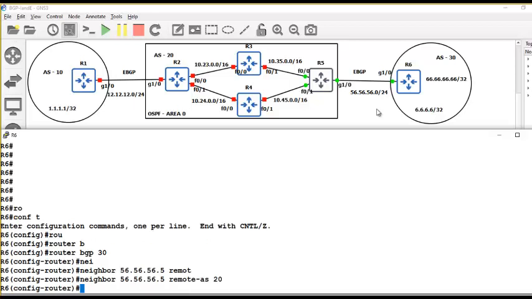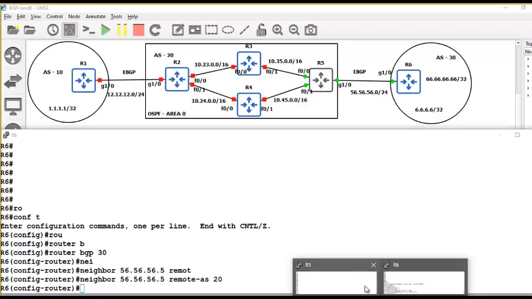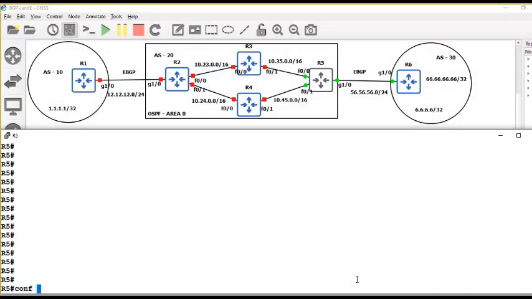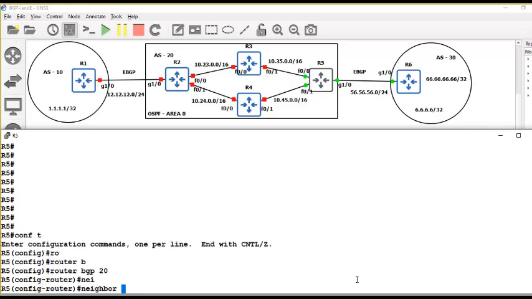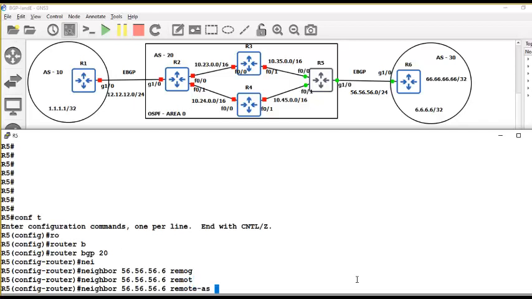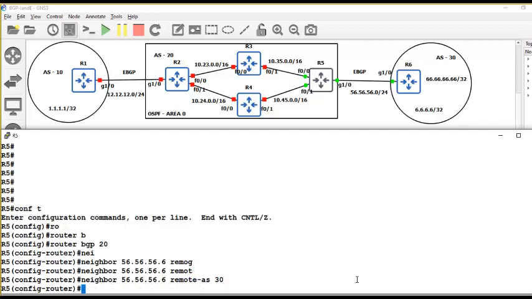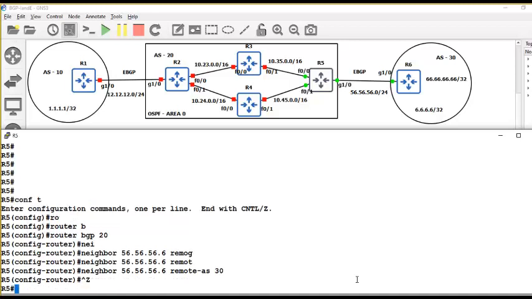Next, I'll go to router 5. Router BGP 20. Neighbor 56.56.56.6. Remote AS 30. This neighbor will come up immediately, I tell you. This neighbor has got no problem. See, it has come up.